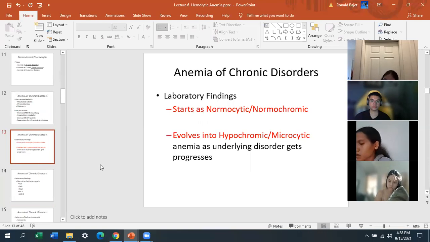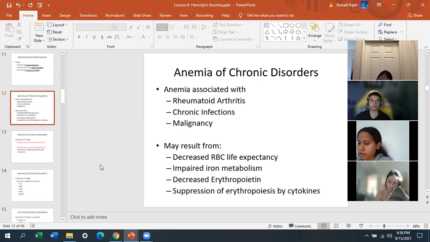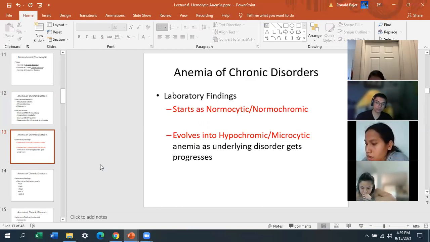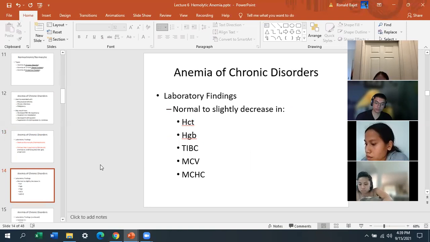So like I said, it starts off as normochromic normocytic, but as you can tell by the decreased life expectancy and the decreased erythropoietin, you can see how this could evolve into a hypochromic microcytic anemia. Okay, so patients with these chronic conditions, they can have diabetes in their 30s or 40s, but then when they get to 60, 70, they're going to become more anemic, and their anemia is going to appear to be hypochromic and microcytic. And that's because of the chronic condition. Okay, so they start off as normochromic, normocytic, and then it'll evolve as the disease progresses and will become a hypochromic microcytic anemia.